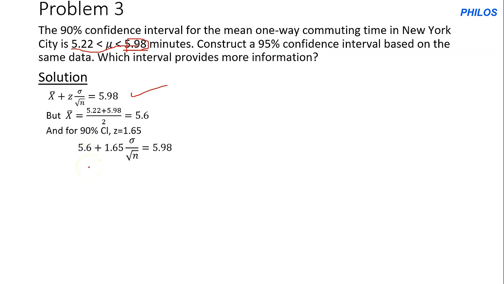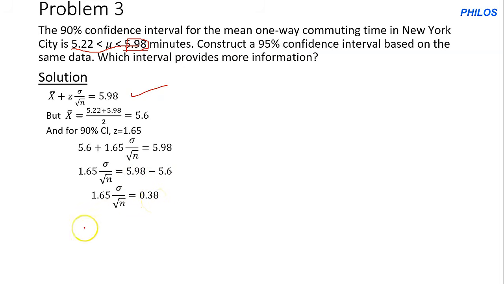So, let's substitute. We have 5.6 plus, as z is 1.65, so 1.65 times standard deviation over root n equals 5.98. So let's group like terms by bringing 5.6 to this side. So we have 1.65 times standard deviation over root n equals 5.98. Since positive 5.6 is crossing the equal to sign, it becomes negative, so minus 5.6. So we have 1.65 times standard deviation over root n equals 5.98 minus 5.6, which will give you 0.38.